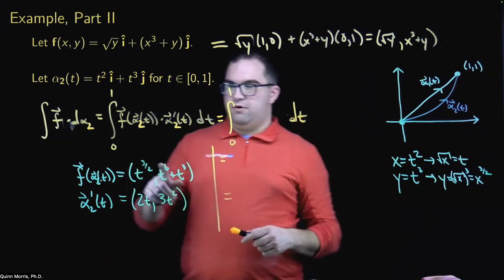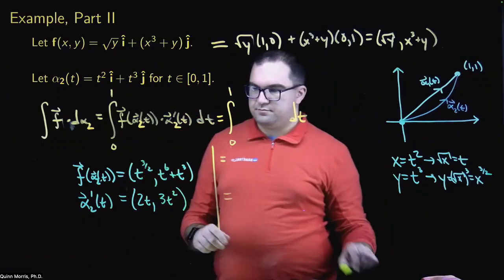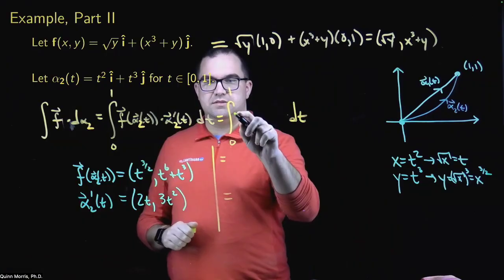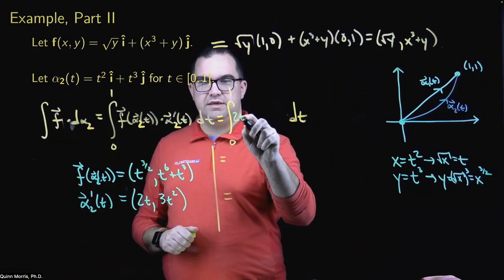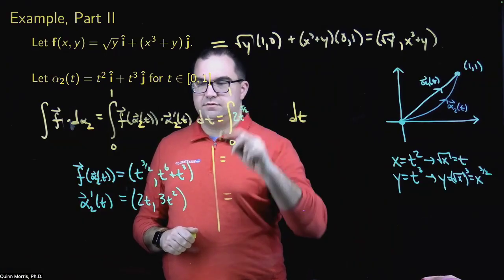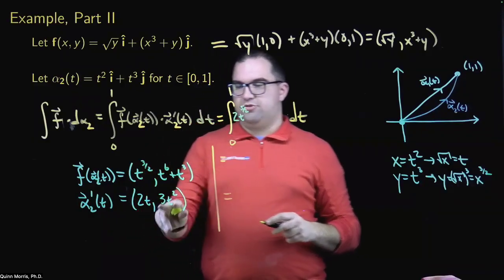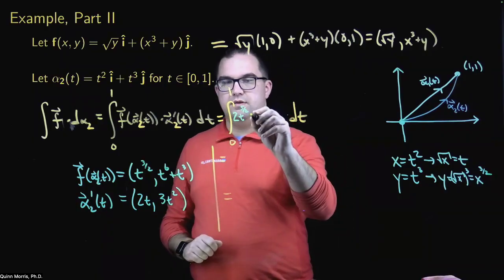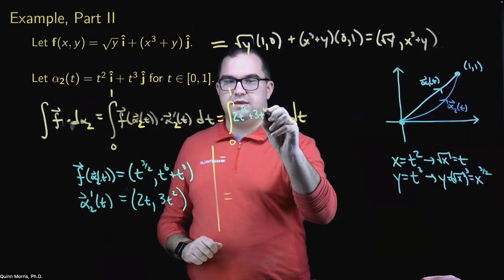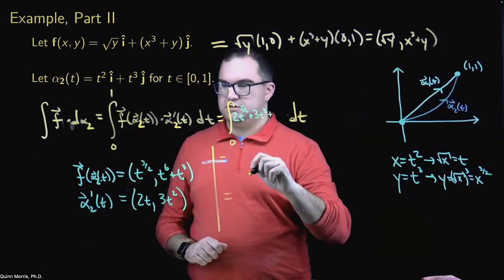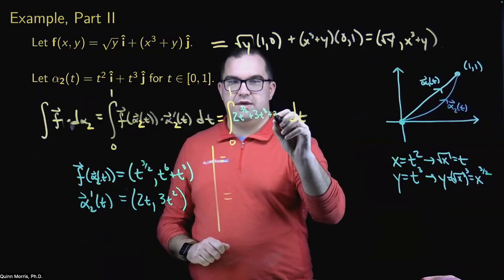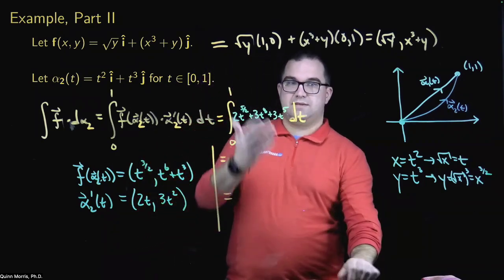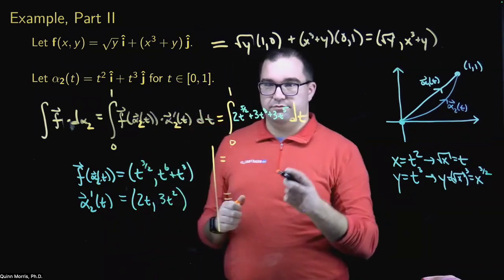And now I need the inner product. So I'm going to get a t to the 3/2 times 2t. That's going to give me a 2t to the 5/2. Then I'm going to get 3t squared times t to the 6 plus t cubed. That's going to give me a 3t to the 8 plus a 3t to the fifth. And now, of course, I'm back to this, just the integral of a scalar function, right?